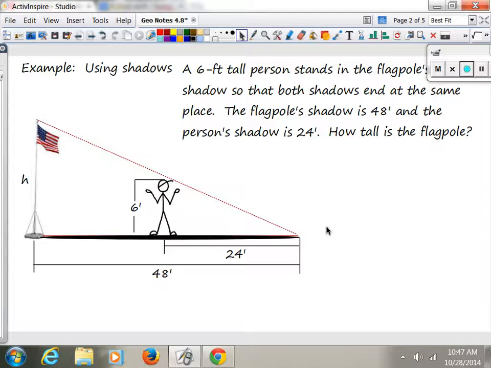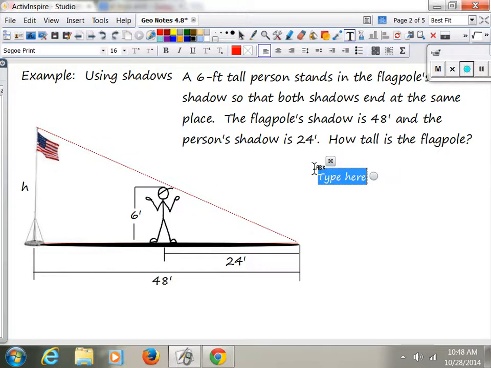So now he's got two similar triangles: his triangle with his shadow, and the flagpole's triangle with its shadow. Those have to be similar because the angle of the sun is the same when the two shadows end at the same place. So what could I set up as my proportion here? Let's solve for h. So let's put h on top.